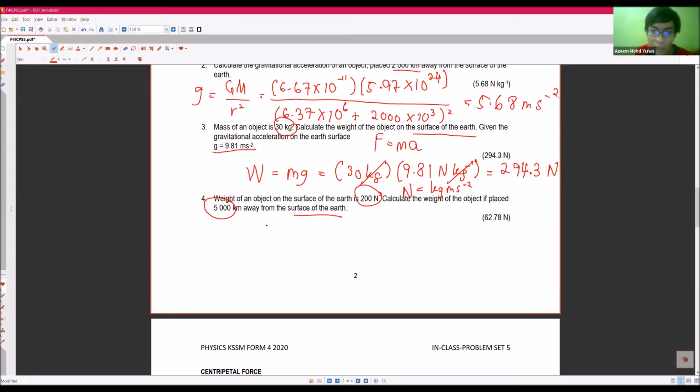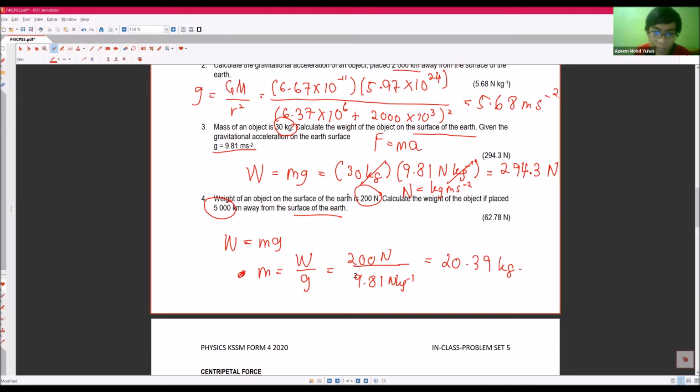So what we need to do first is find the mass, because the mass links us to the object itself. So W equals mg. We arrange m equals W over g, 200 Newton on Earth. g on Earth is 9.81 Newton per kilogram. Again, I use the gravitational field strength, 200 divided by 9.81. We got 20.39 kilograms. So that is the mass of the object.